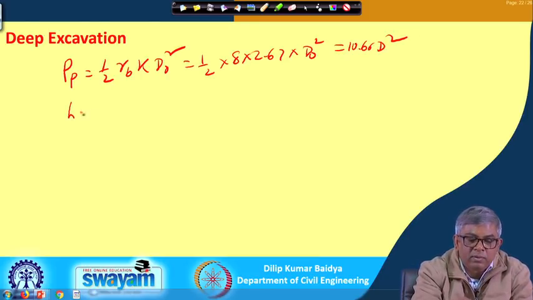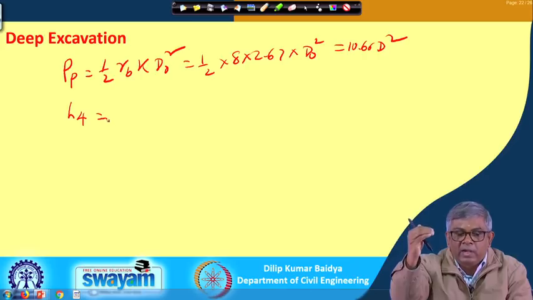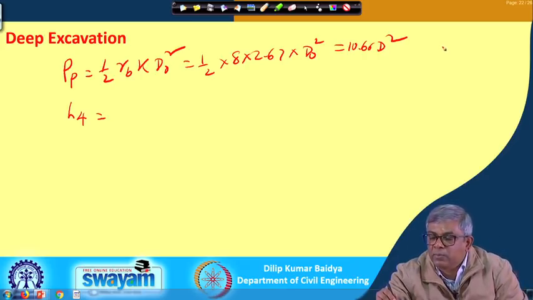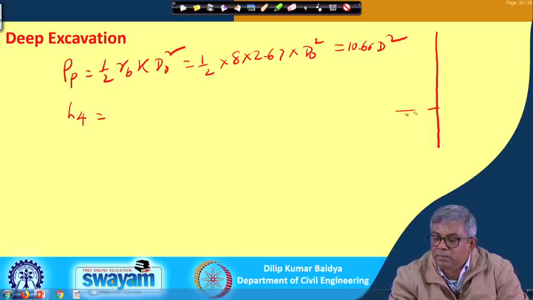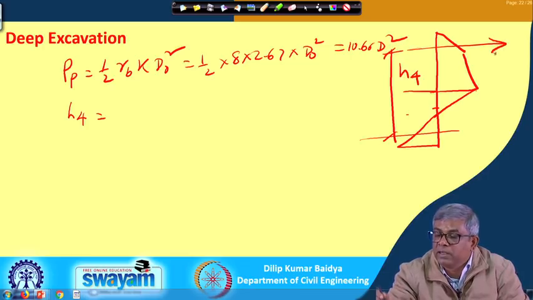And H 4 is nothing but the distance from the point of application of P P to the anchor rod. So, if I draw the diagram once again, let me draw the diagram once again. This is the dredge line, suppose the dredge line is somewhere here. H 4 is from the anchor rod here to the point of application, and this is P P.